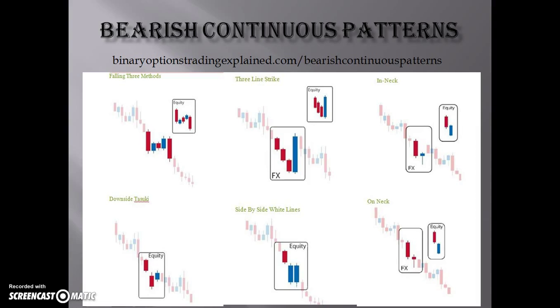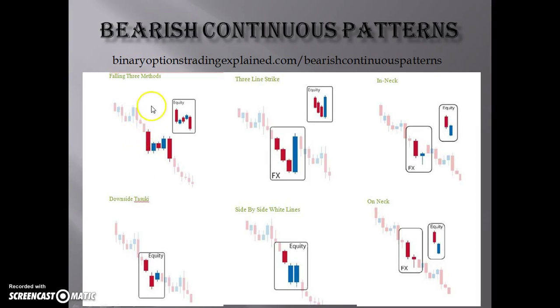All right, now what we have over here is about six. I'll be discussing a few of them as time permits me, and I'll always give an overview of how it works. Now we have the following three methods. The following three methods is a bearish continuous pattern which forms when an existing bearish trend, or an existing downward trend, is in progress.